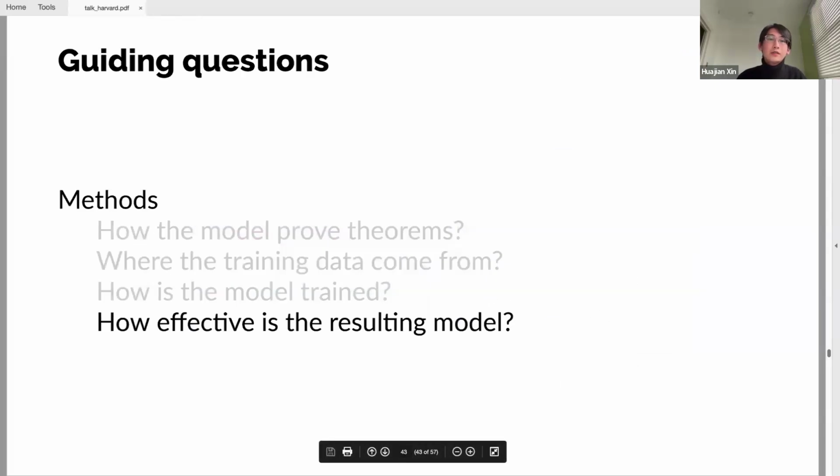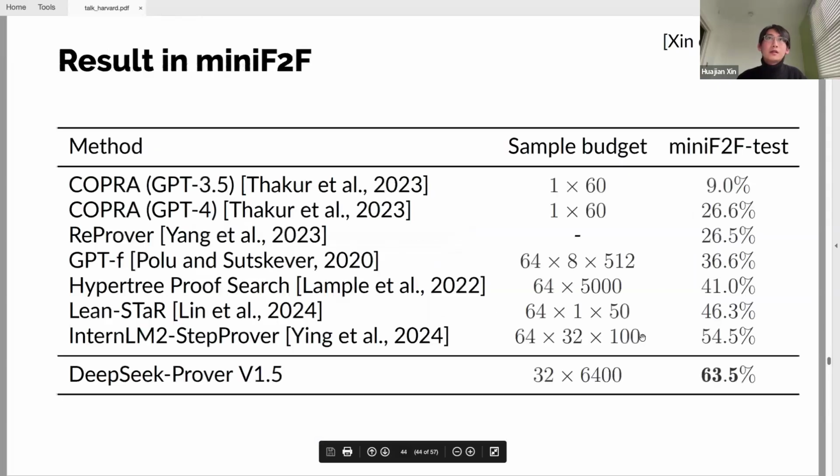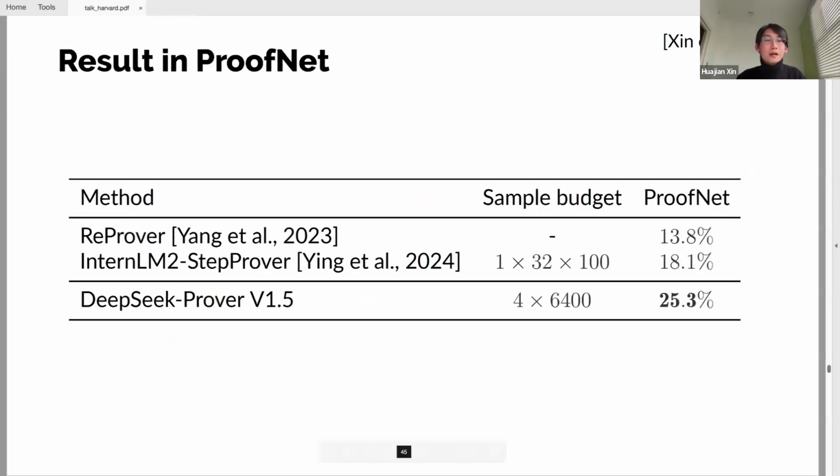And finally, how effective is our resulting model? Here is a simple version of a comparison of various theorem proving methods on the miniF2F benchmark. DeepSeek-Prover version 1.5 achieved 33.5%, outperforming other state-of-the-art methods, and details and the complete version of this table can be found in the paper. And as for the ProofNet benchmark, DeepSeek-Prover version 1.5 also achieves a good score of 25.3%, significantly ahead of other previous approaches.